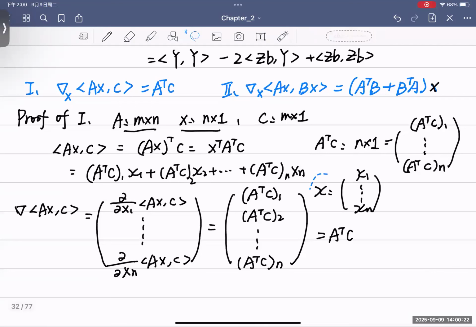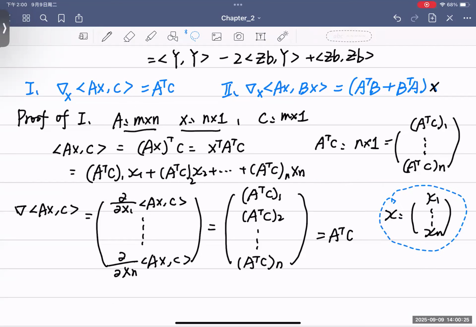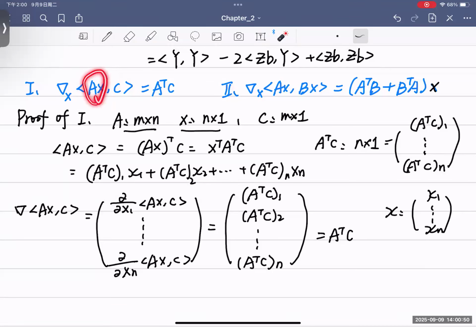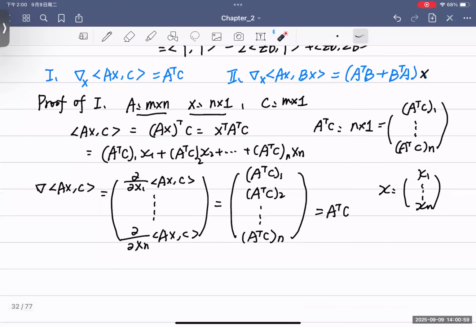Maybe we just move this part a little bit to here. So we have just finished the first part. The partial derivative of (Ax)ᵀC with respect to x is A transpose C. It's the gradient. So actually it tells us one result: if our variable is one part in the inner product, the result becomes the transpose of A times the corresponding C.